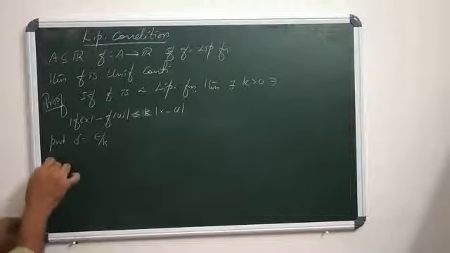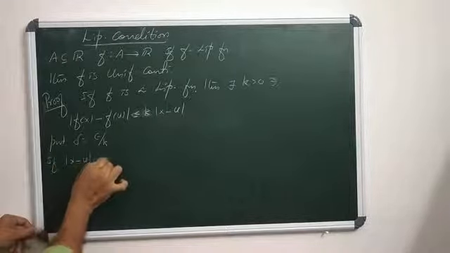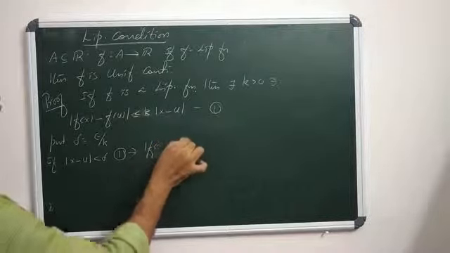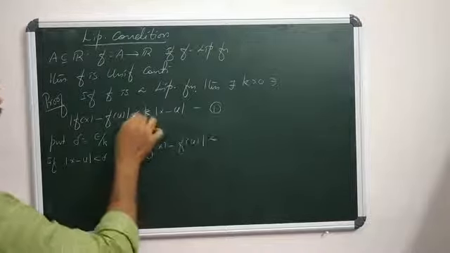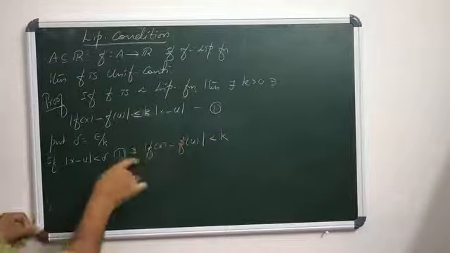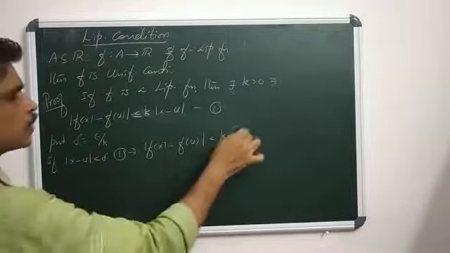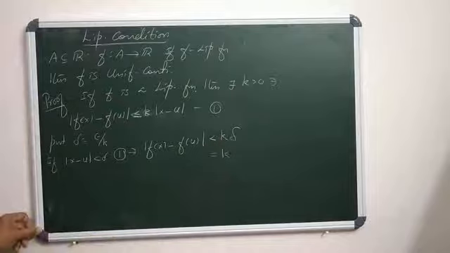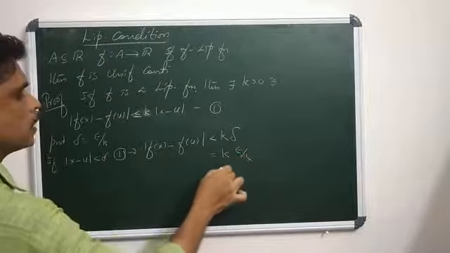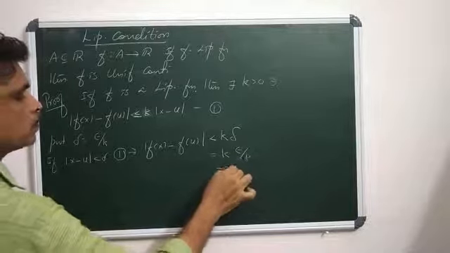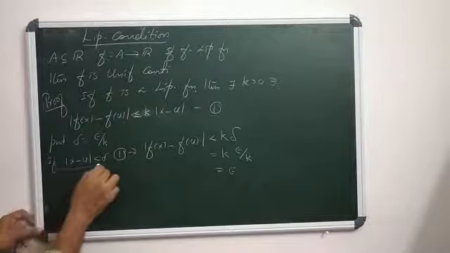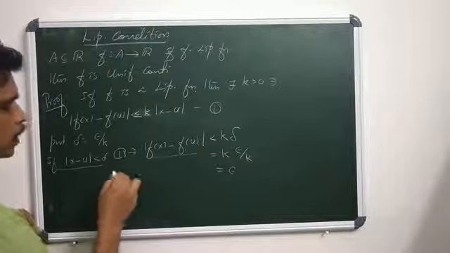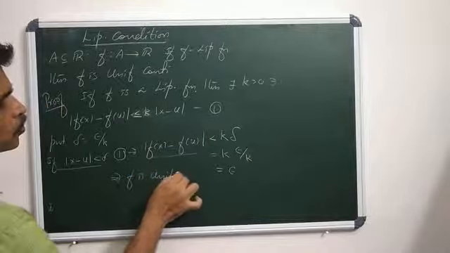If modulus of x minus u is less than delta, then modulus of f of x minus f of u is strictly less than k into delta, since the strict inequality holds. That equals k into epsilon by k, which equals epsilon. That means if modulus of x minus u is less than delta, then modulus of f of x minus f of u is strictly less than epsilon. That means f is uniformly continuous.